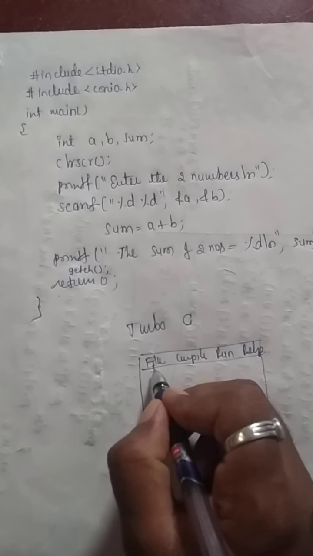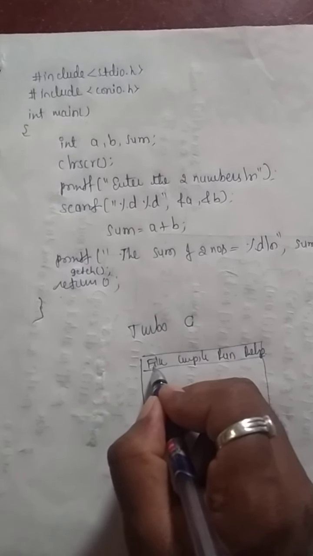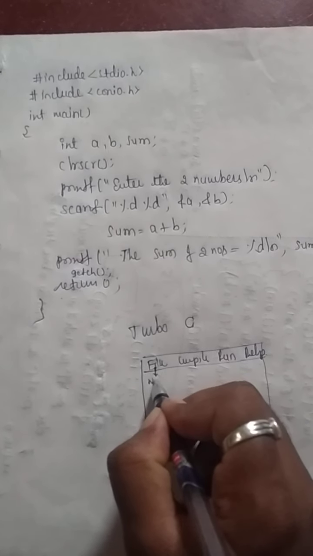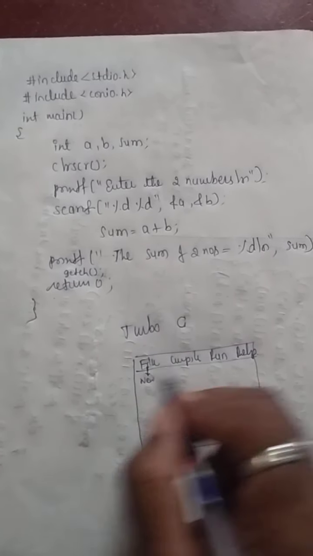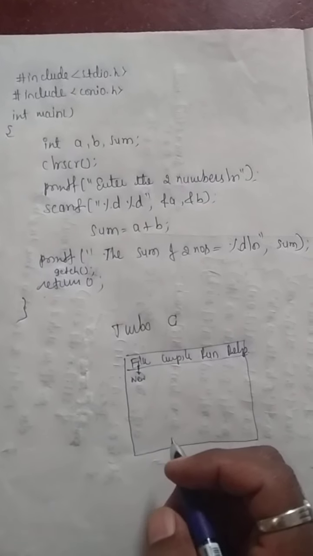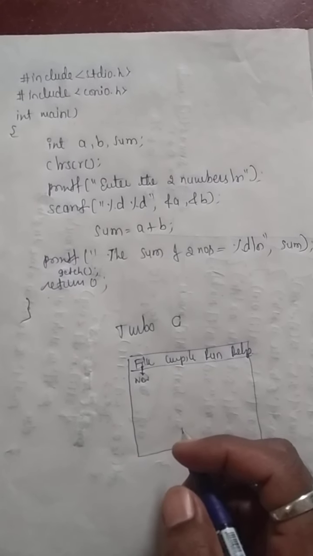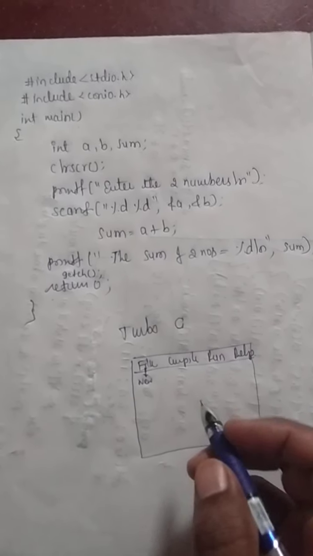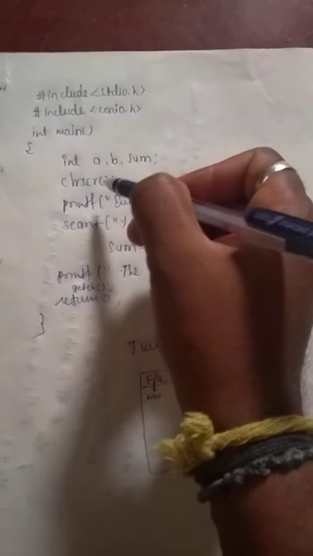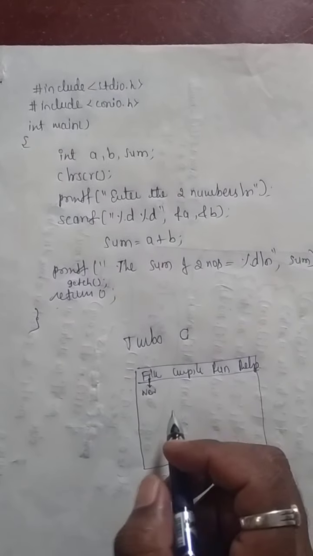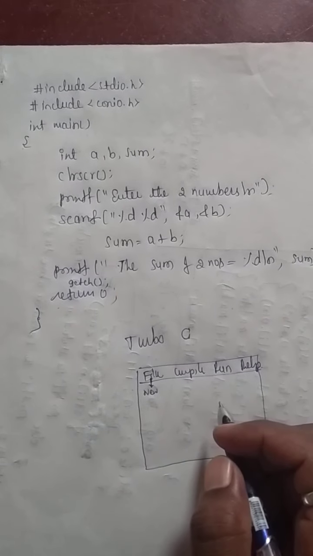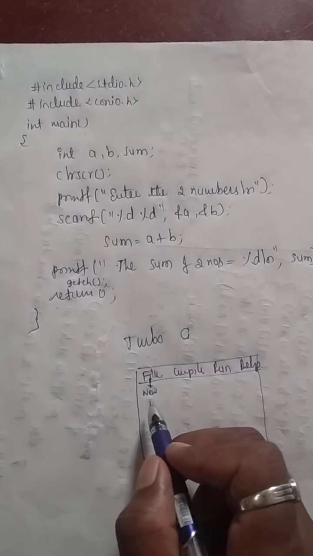If you want to open a new program, you can click here and select new. If you select new, a new window will be opened, which is like an editor. There you can type the C programs, like whatever C program I have written here, and execute the programs. So that is the new option.